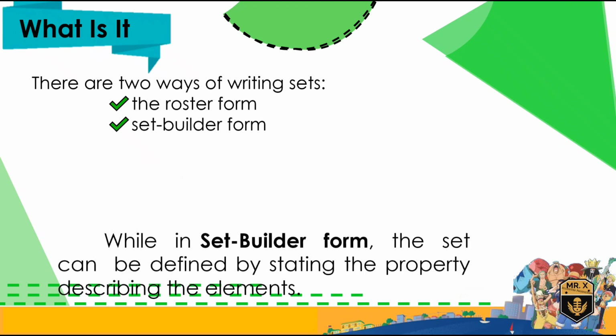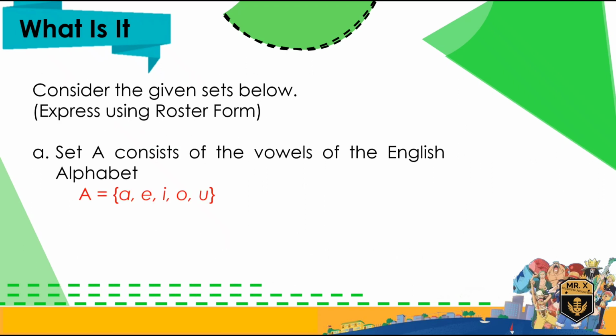Braces. How about set builder form? The set can be defined by stating the property described. Let's have an example, no? Let's express a set using a roster form. A. Set A consists of the vowels of the English alphabet. So, using roster form, maingon tag A equals ato i-enclose sa braces ang mga elements. Unsa mga elements sa vowels? We have A, E, I, O, U.